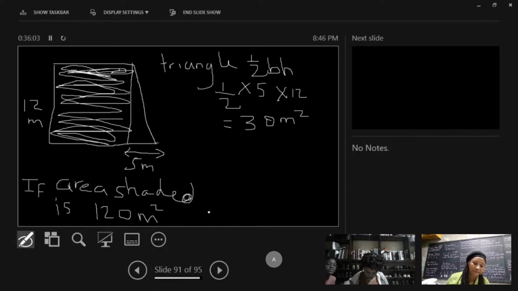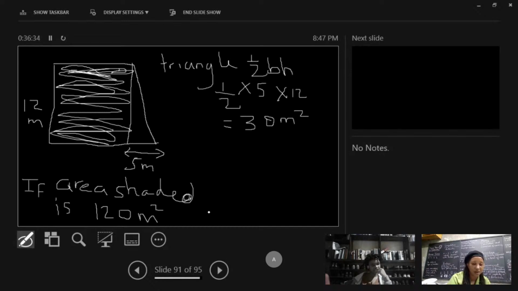Since it's 120 and one side is 12, and since it's a square, all the other sides will be 12. Who told you it's a square? Who says the area is a square? It's 120 meters squared, so that can't be a square.